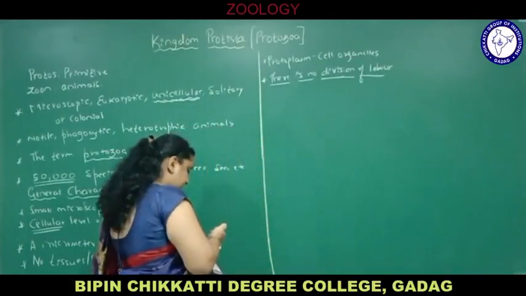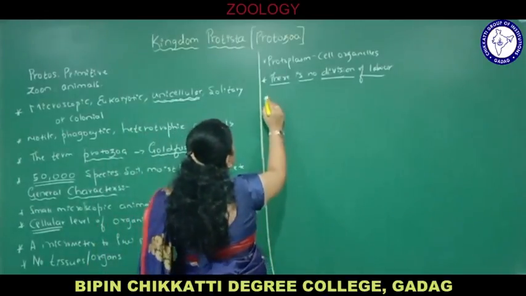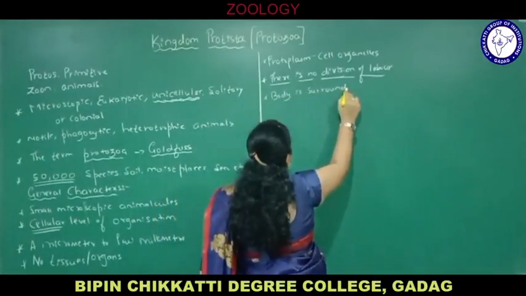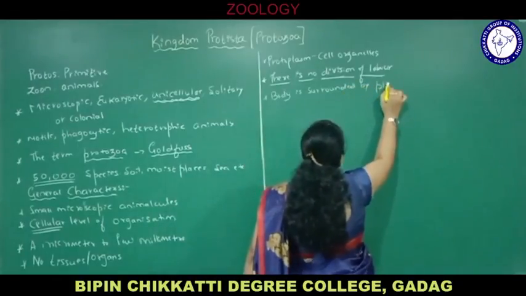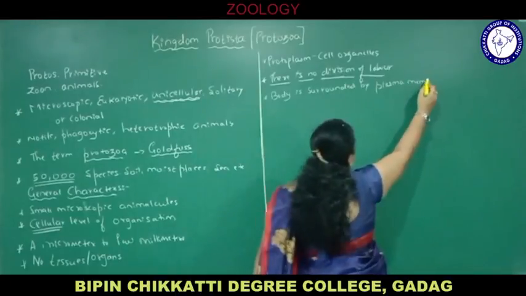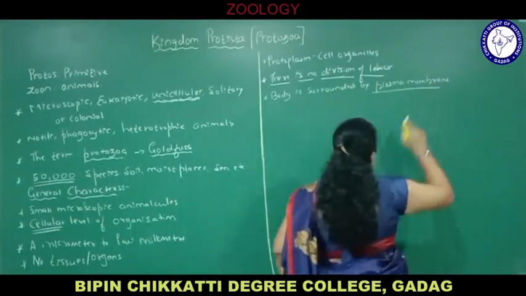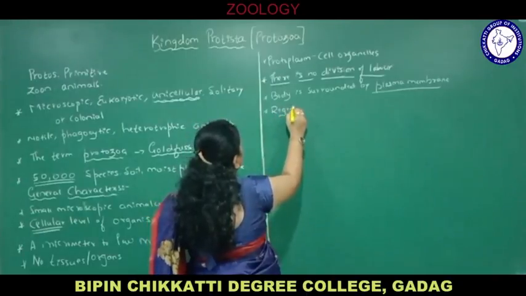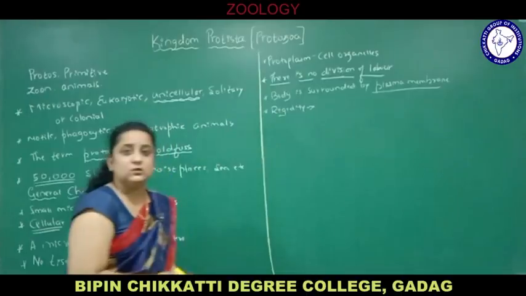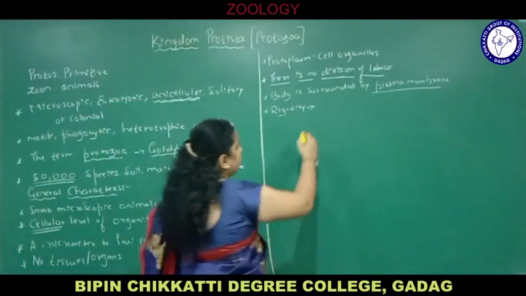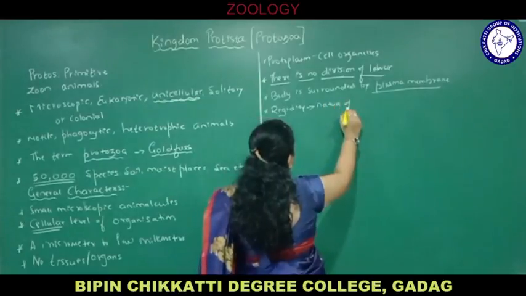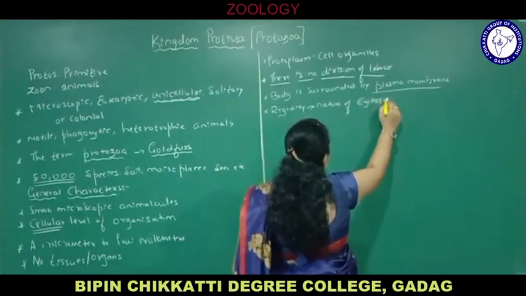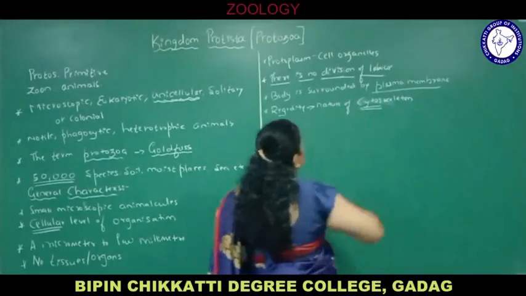The body is bounded by the plasma membrane. The plasma membrane gives structural support to the body, and the rigidity of the body depends on the nature of the cytoskeleton. Cyto means cell.